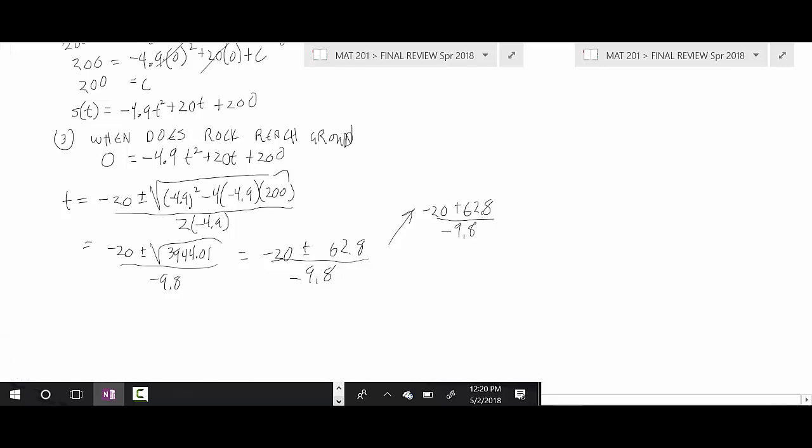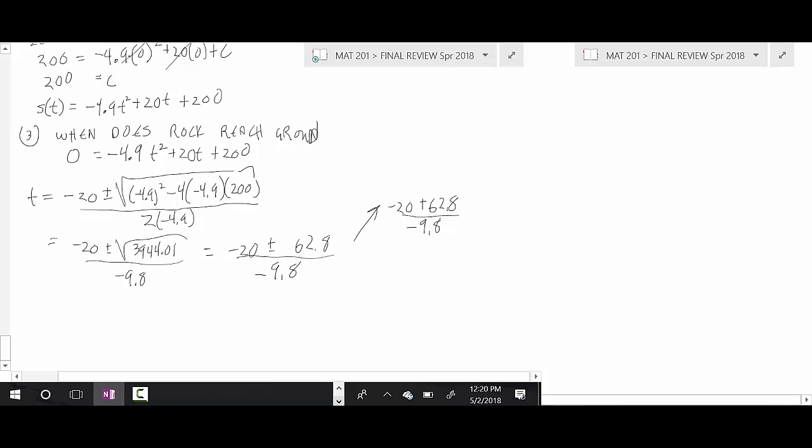Do you know why? Just by looking at it. Because it's a negative answer, right? I'm not even going to bother with this. The numerator's positive, the denominator's negative. Negative time, that's nonsense, right? So the other one is going to be the right one. You would have negative 20 minus 62.8 over negative 9.8. So that's going to be negative 82.8 over negative 9.8. That'll give you the answer.